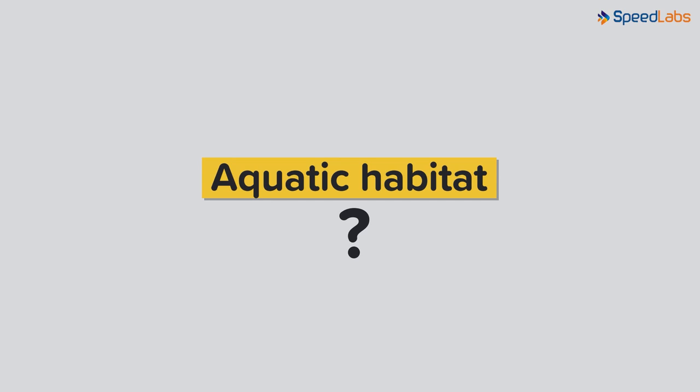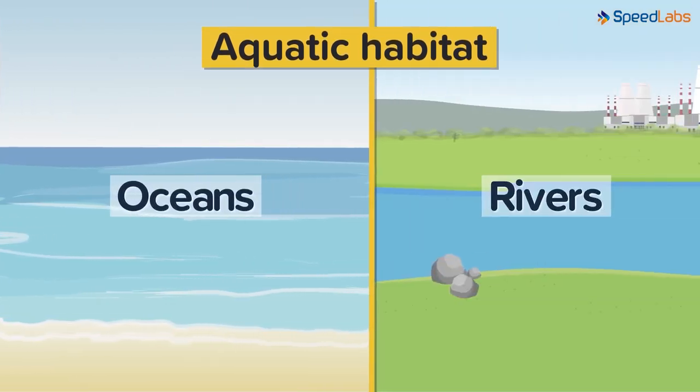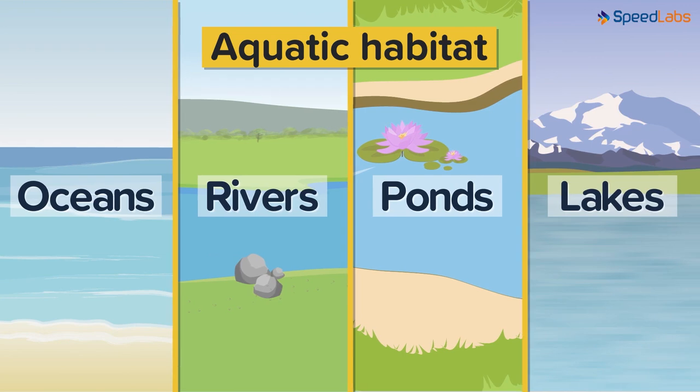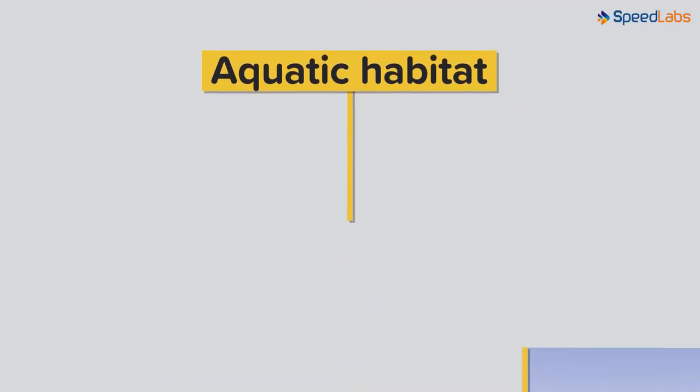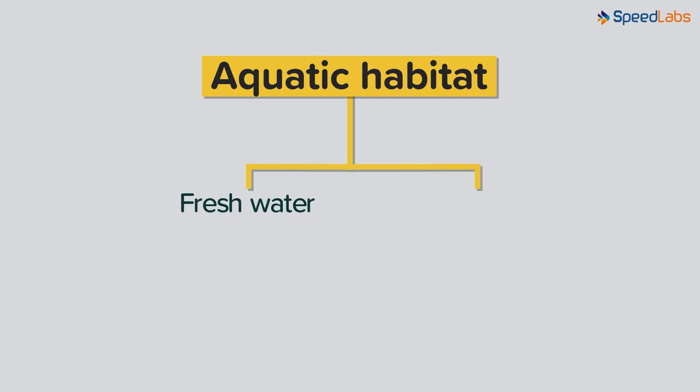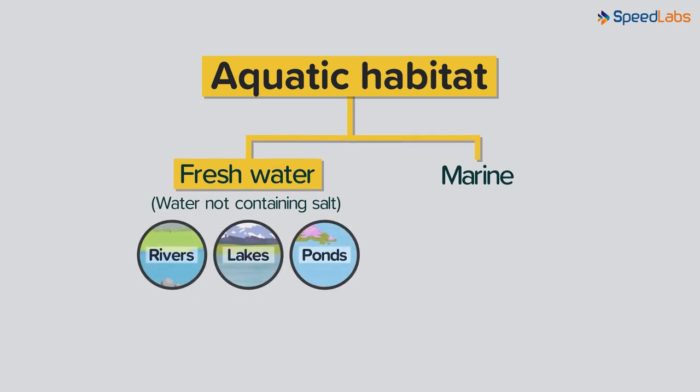Can you name some typical water bodies? Water bodies include oceans, rivers, ponds and lakes. For our convenience, aquatic habitats are divided into two major categories: freshwater habitat and marine habitat. Freshwater, as you would imagine, is water not containing salt. Examples of these habitats include rivers, lakes and ponds.